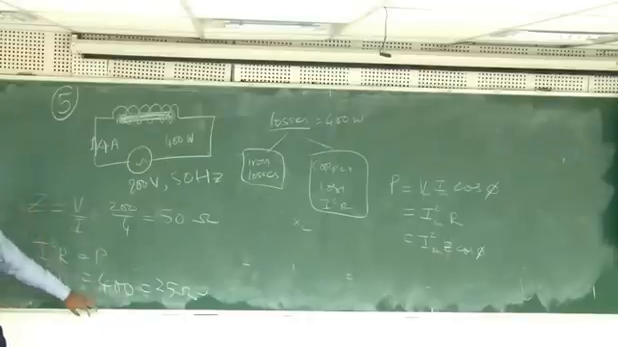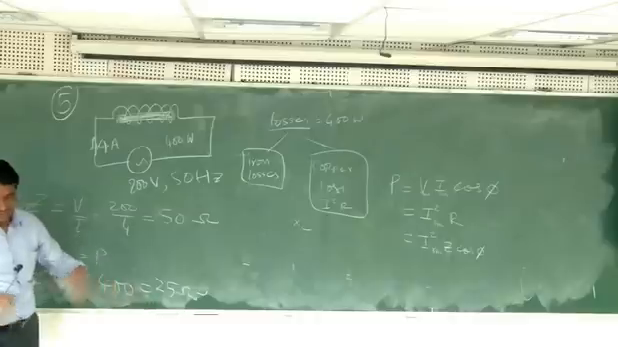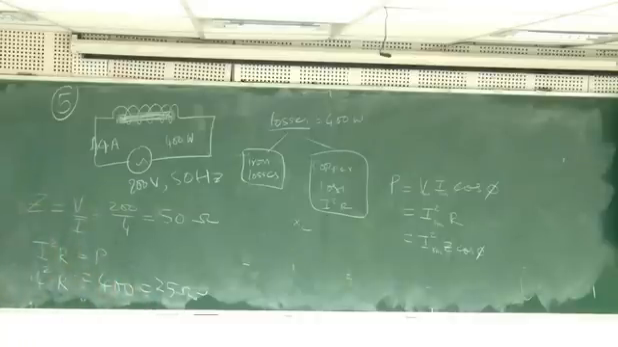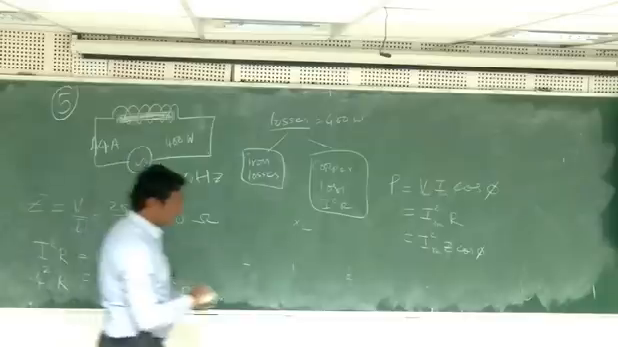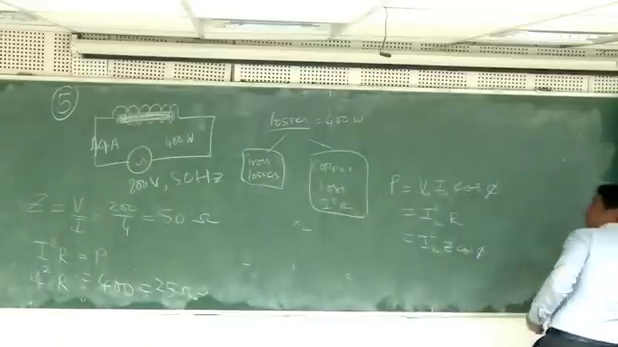So what is X now? 50 square minus 25 square, under root. How much will it be? By the way, we won't calculate that right away. Now what happens if I remove the core?